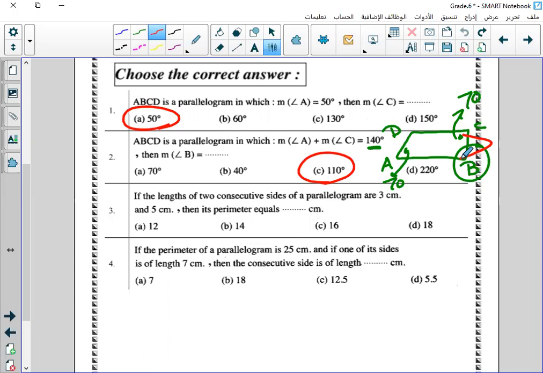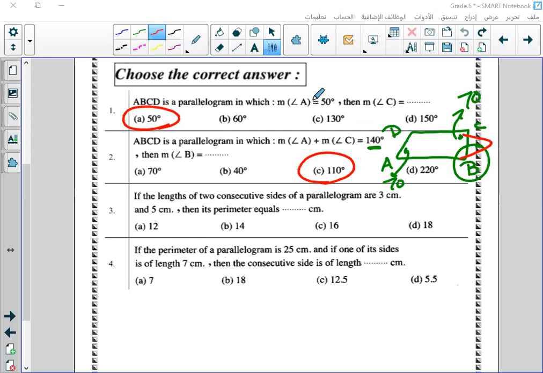Number 3. Who can answer number 3? If the lengths of the two consecutive sides of a parallelogram are 3 centimeters and 5 centimeters, then its perimeter equals what? The lengths of two consecutive sides of a parallelogram are 3 and 5. Okay, Habiba, you can answer.